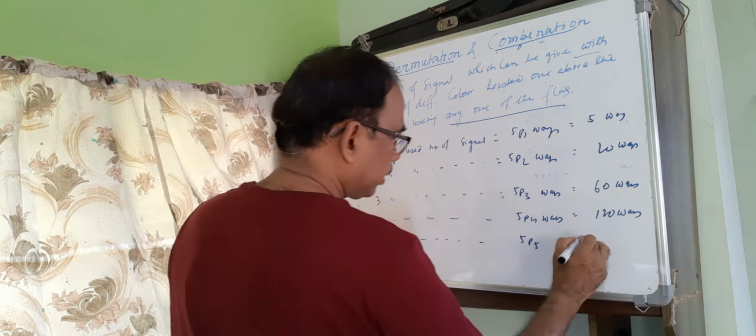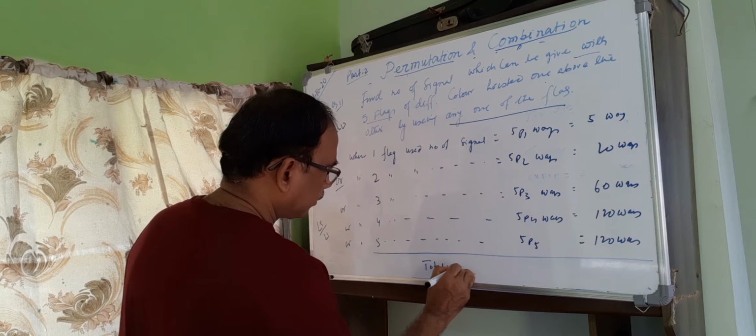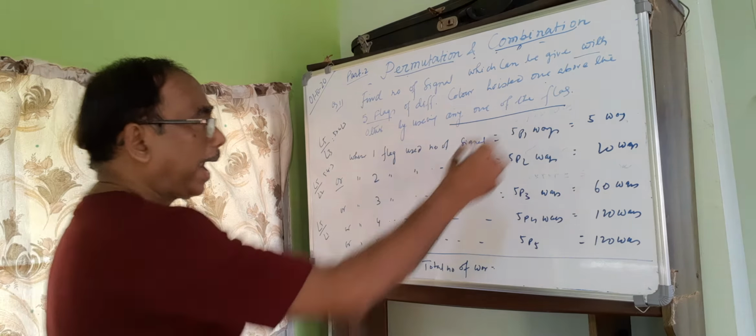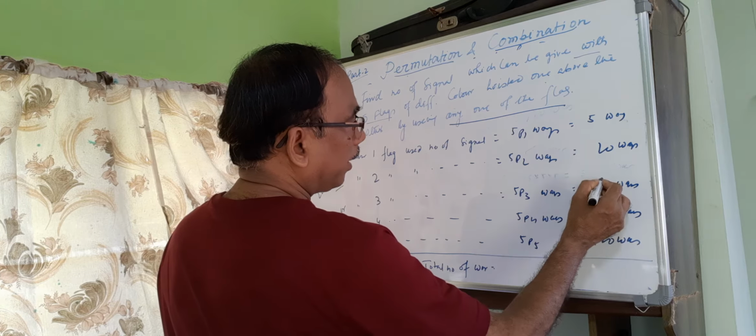Therefore, the total number of ways: it should be "or", that's why you should add all of these: 5, 20, 60, 120, 120, giving 325 ways.